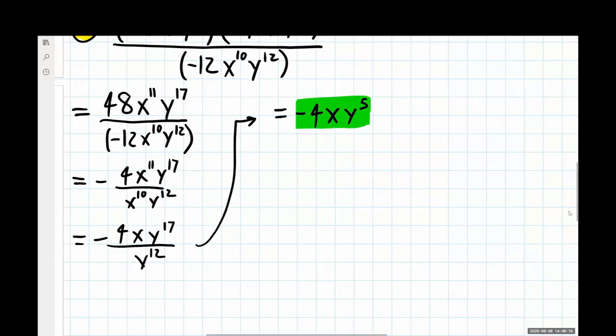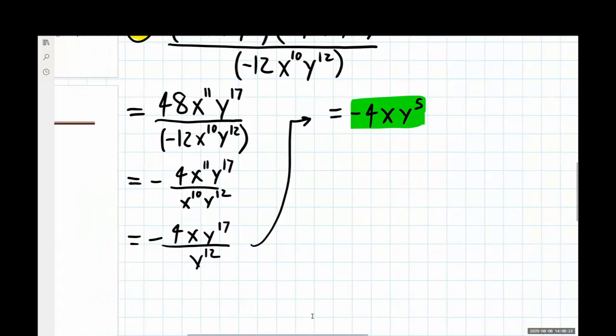And here I have my final answer, negative 4xy to the 5th. So all I did is take a look at this and say, all right, I have my numbers here. So 48 divided by negative 12, that's going to give me a negative 4. I didn't work with the x's, didn't work with the y's, so I'll leave those. That's what I got here. And then I'm just going to work with the x's first. I have 11 x's up top. I have 10 x's down below. When I subtract 11 minus 10, I'm going to have 1 left over. The numerator has a higher exponent, so the leftover x goes in the numerator spot.